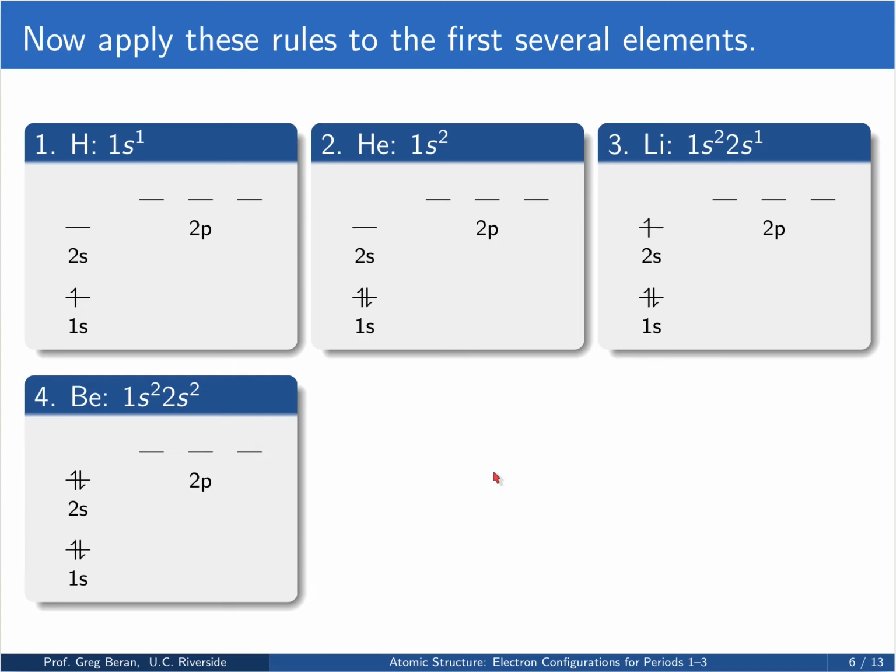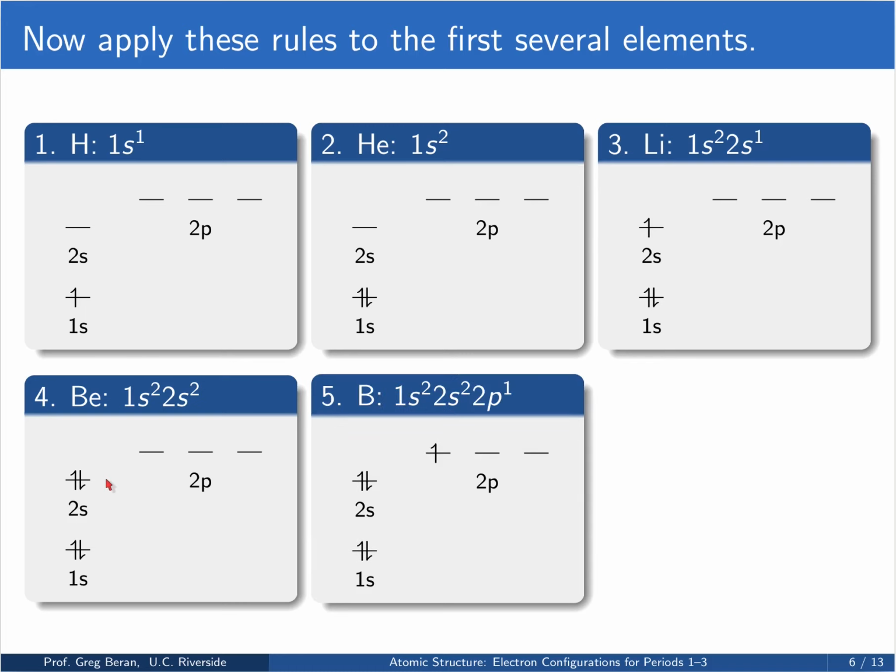Beryllium has 4 electrons, which is enough to completely fill the 1s and 2s orbitals, giving us a 1s2, 2s2 configuration. Boron adds a 5th electron. So we have 2 in the 1s, 2 in the 2s, and our 5th electron goes into the 2p orbitals. It doesn't matter which of the 3 2p orbitals we draw it in, doesn't matter what spin we give it, the point is it just has to be in one of these orbitals. So boron has a 1s2, 2s2, 2p1 configuration.